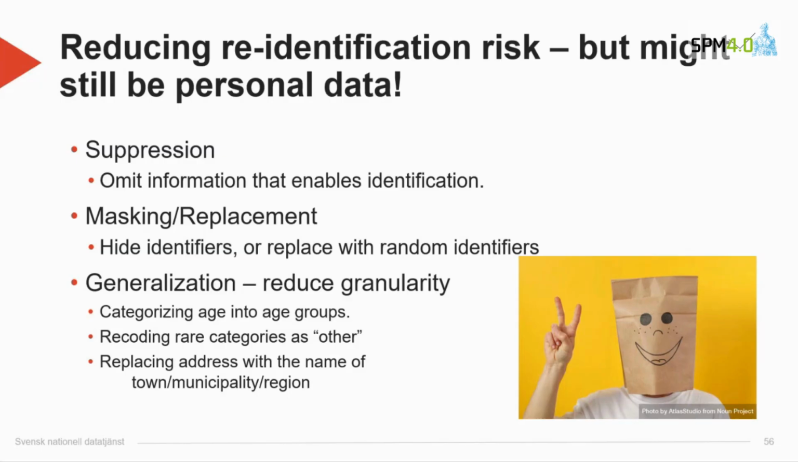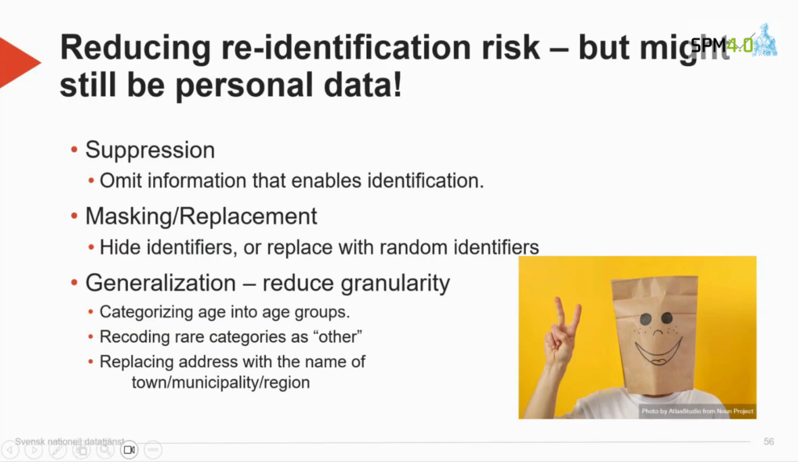Masking or replacement. So you can hide identifiers or replace them with random identifiers. This one is mainly used for transcripts. So someone mentions another person, you replace that person's name with a fictitious name. But usually you want to be consistent, right? They refer to one person in one context in this part of the interview. They talk about them later on. So you want to use the same name.